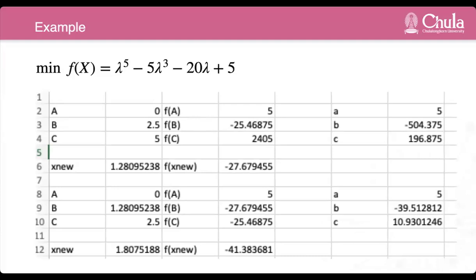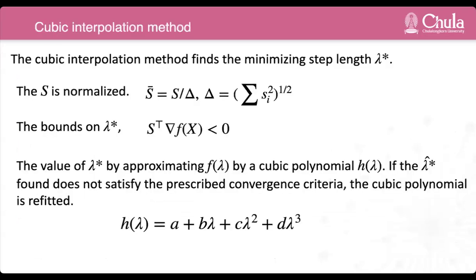With this information, you can calculate A, B, C. And the minimum point is minus B over 2C, right? Yes, you repeat it again and again, then you can find the solution.